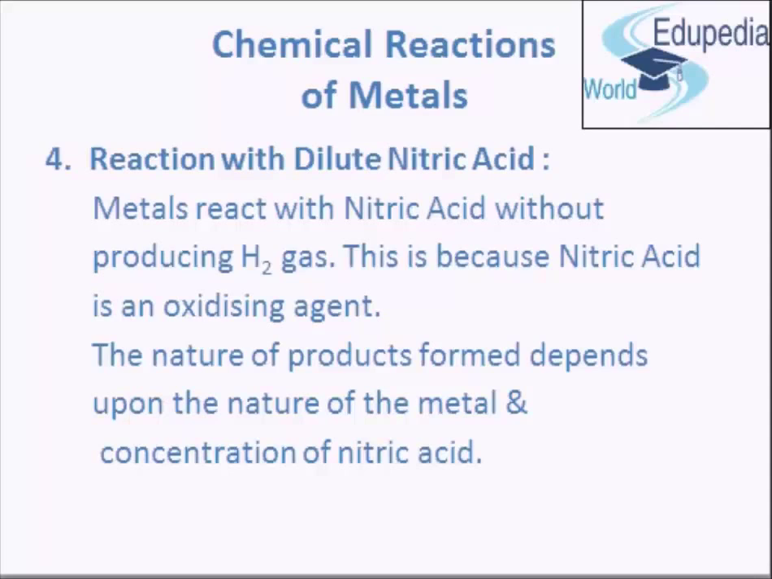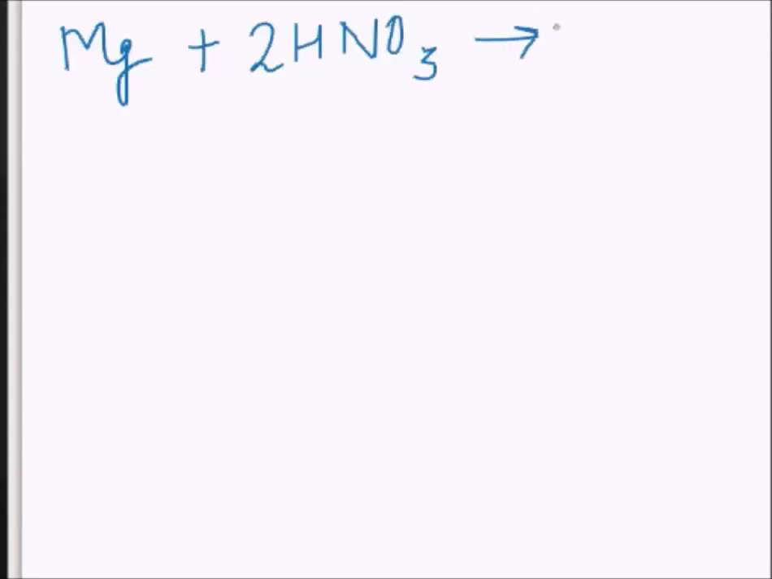Only magnesium and manganese react with very dilute nitric acids to produce metal nitrate and hydrogen gas. The chemical reaction which occurs is like this. Magnesium reacts with 2HNO3, that is nitric acid. Magnesium nitrate will be formed, Mg(NO3)2, along with hydrogen gas.